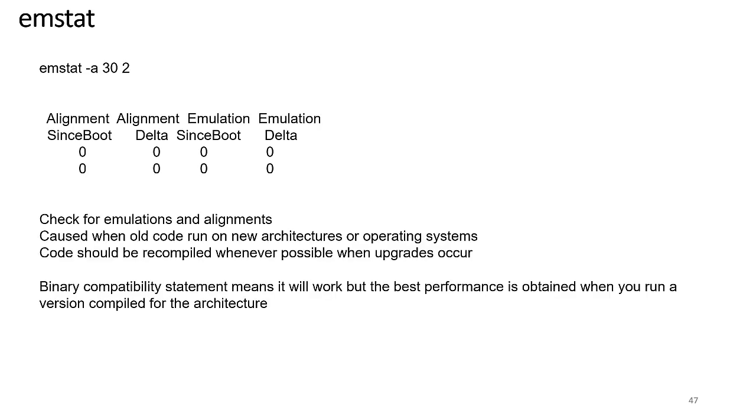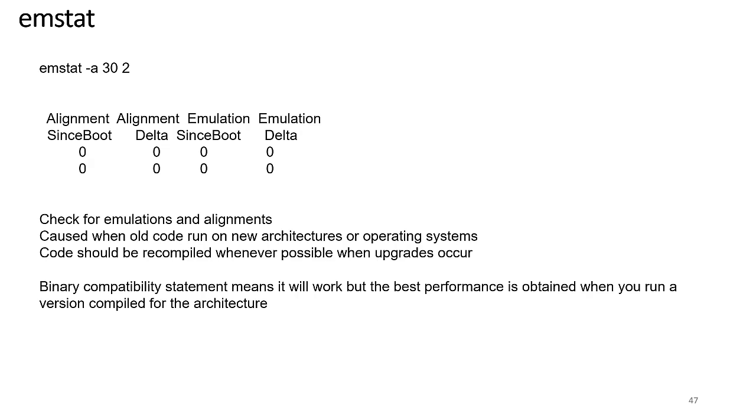The last thing I want to talk about in CPU is the emstat command. One of the reasons for that is if you bring old code across without recompiling it, you can end up running into emulation and alignment issues. If they've changed the code such that the particular commands you're using don't exist anymore, then it will find something to emulate it. And if you start seeing numbers in here, that is absolutely going to be impacting your performance.